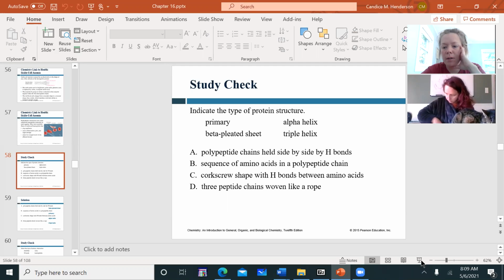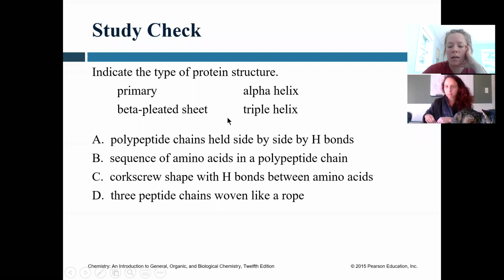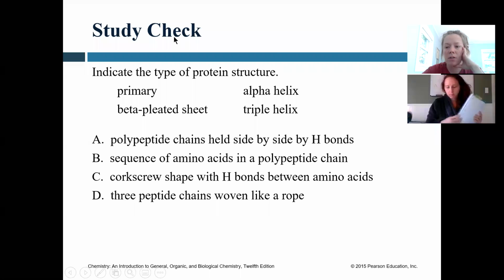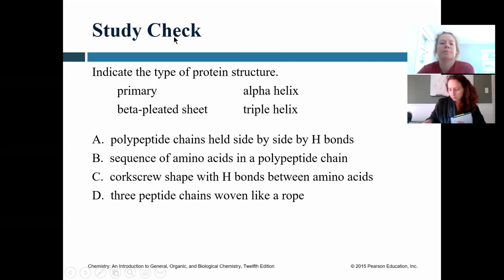We had talked about primary structures and secondary, different types of secondary structures. So looking at these, I want you to look through A, B, C, and D, and tell me if they're indicating a type of primary structure, a beta pleated structure, an alpha helix, or a triple helix. I'll give you just a minute to do that.